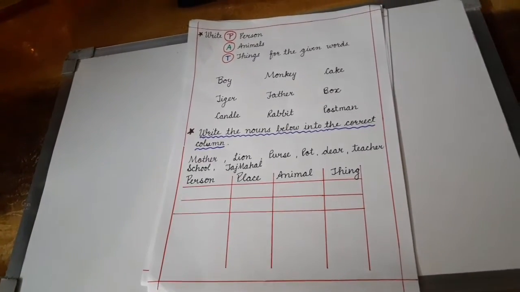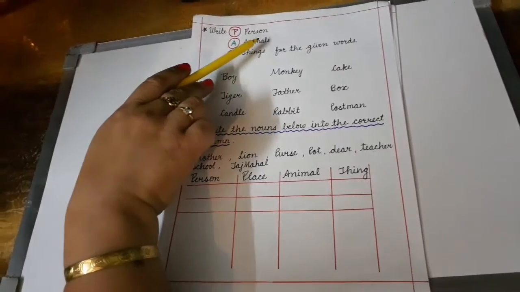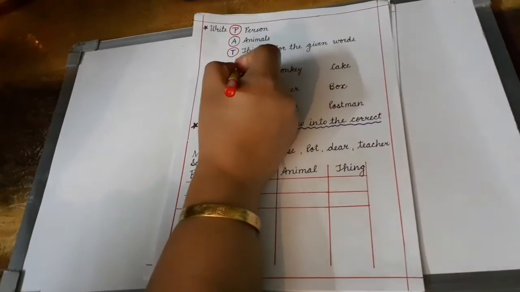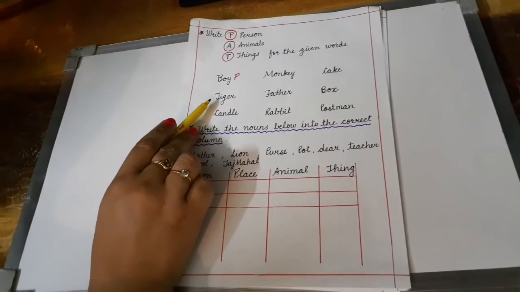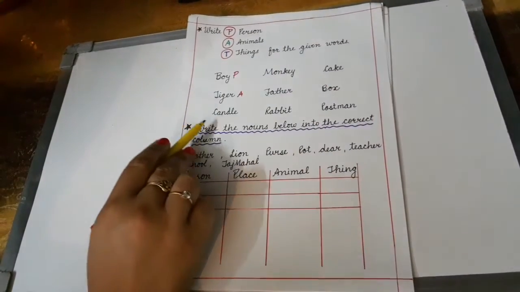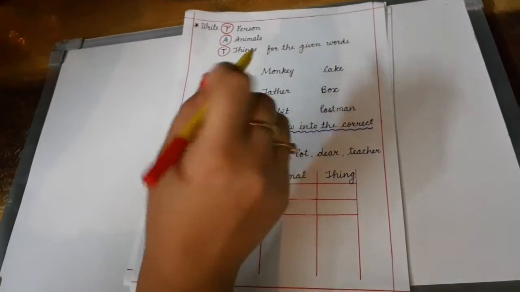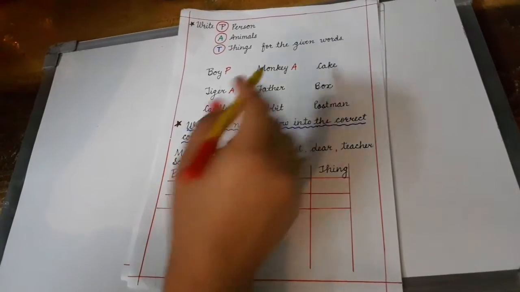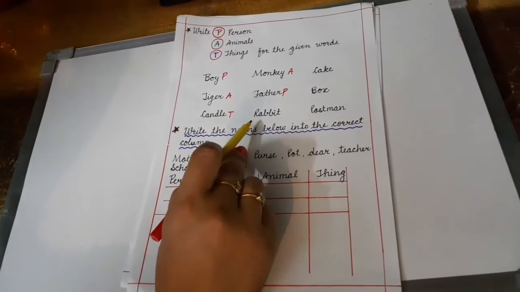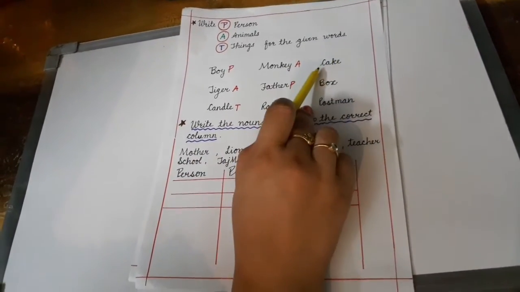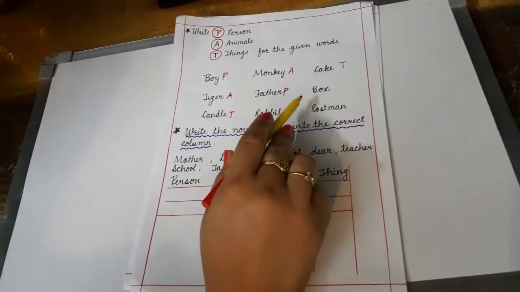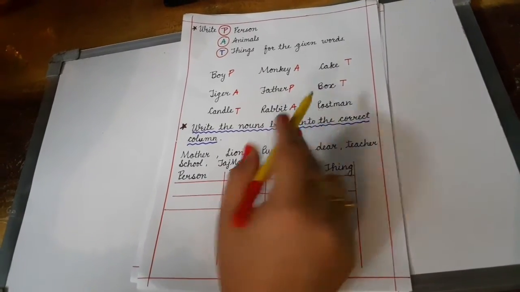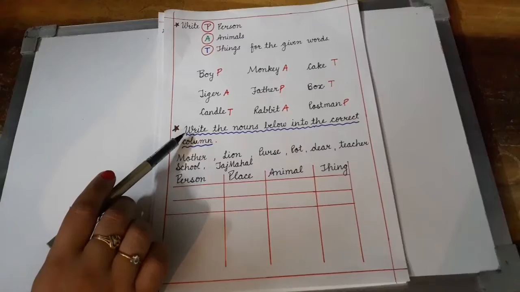Now in this exercise, write P for person, A for animal, T for thing. For the given words: boy, person, P; tiger, animal, A; candle, thing, T; monkey, animal, A; father, person, P; rabbit, animal, A; cake, thing, T; box, thing, T; postman, person, P. Let's come to the next question.